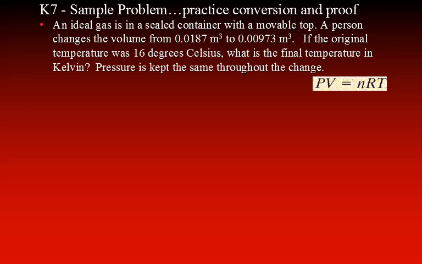This is case 7. An ideal gas is in a sealed container with a movable top. A person changes the volume from 0.0187 meters cubed to 0.00973 meters cubed. If the original temperature was 16 degrees Celsius, what is the final temperature in Kelvin? And the pressure is kept the same throughout the change.